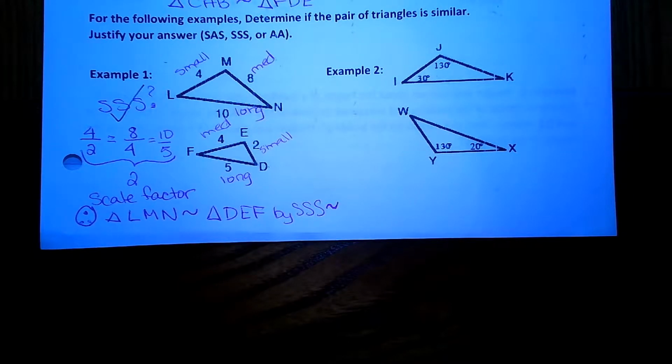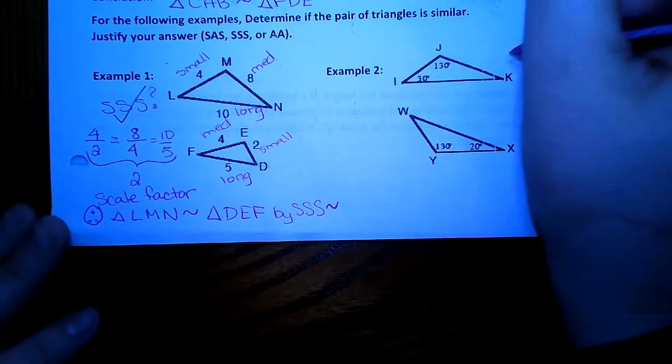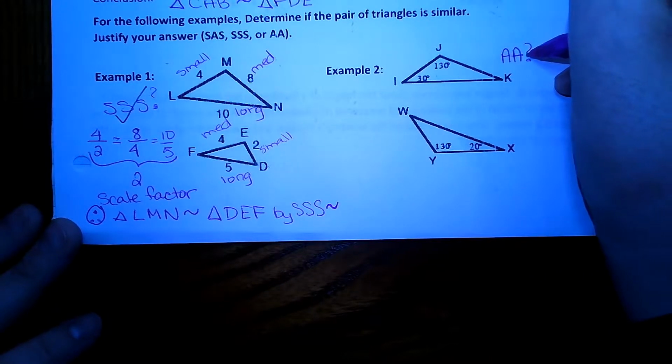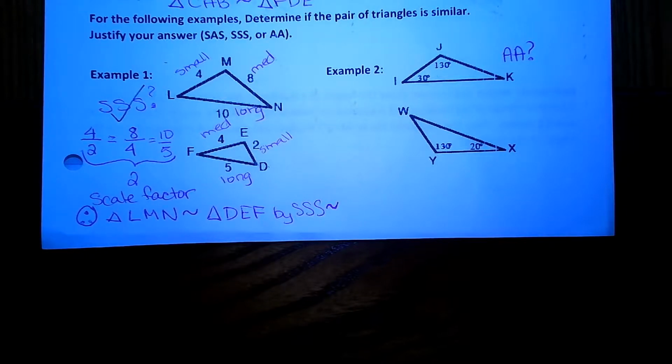Okay, let's try example number 2. In example number 2, it looks like my only option is going to be AA. Notice there's no side values here. I'm not given any side values. So if these two triangles are similar, it's going to be by AA.